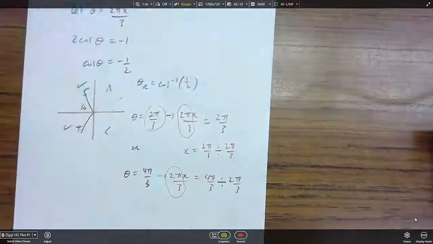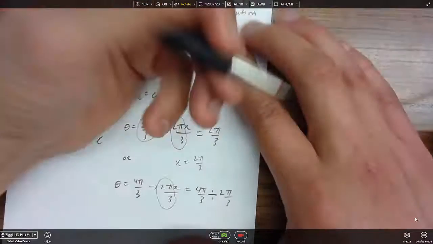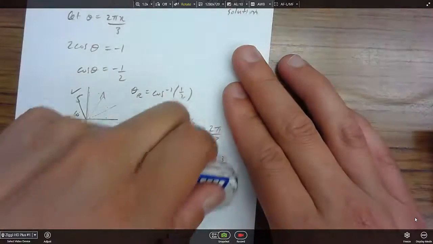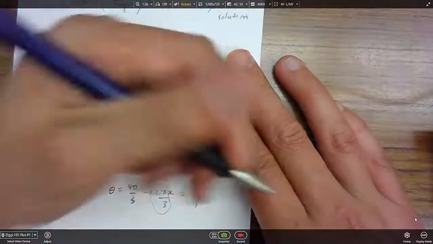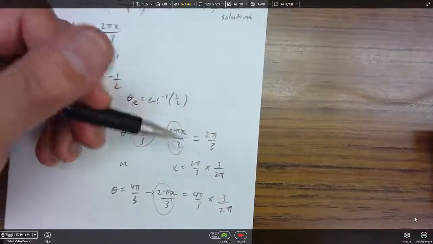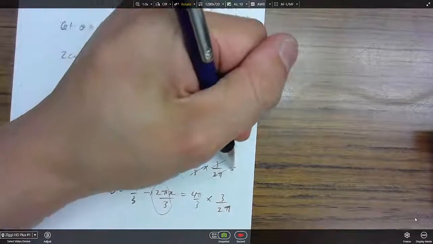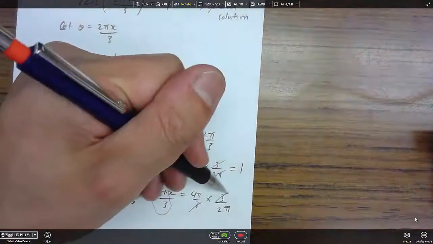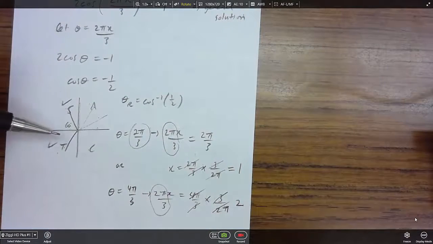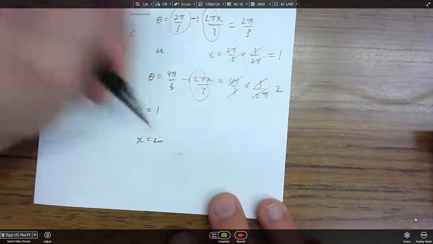Now this is the same thing as multiplying. Dividing by 2 pi over 3 is the same thing as multiplying by 3 over 2 pi. So as you can see, this here is going to cancel out, and so is this, leaving us with x equals 1. And similarly here, we have the 3's canceling out, and 4 pi divided by 2 pi is going to be 2. So there we have it. We actually solved for x. x equals 1 is a candidate solution, and so is x equals 2.